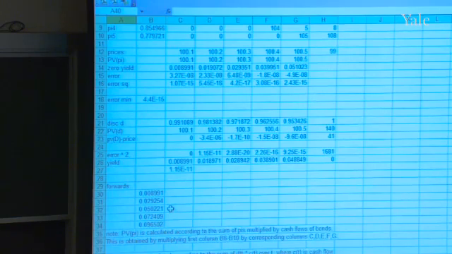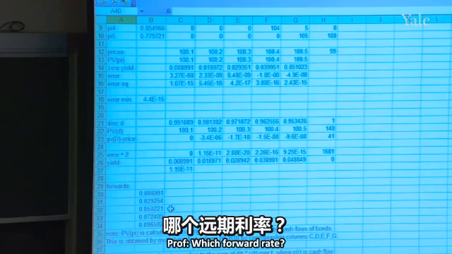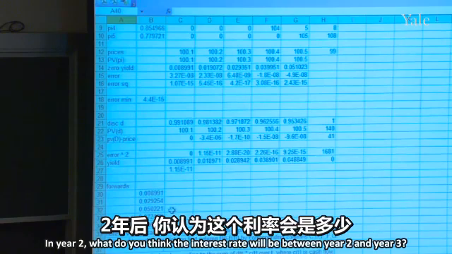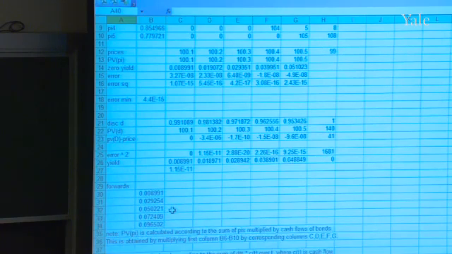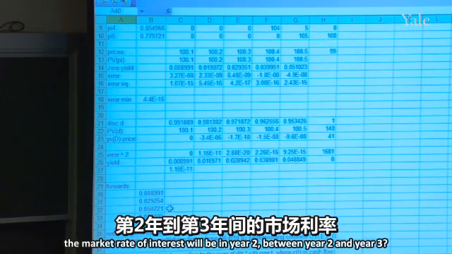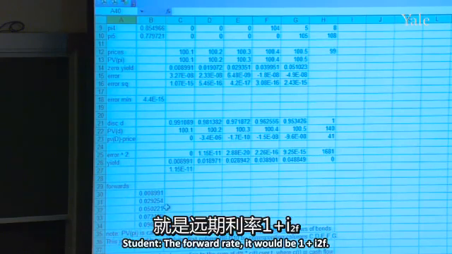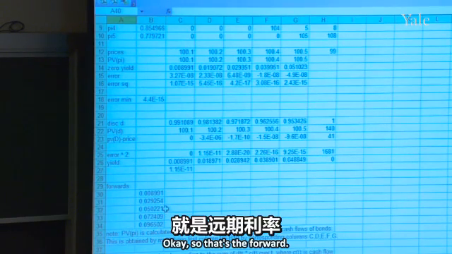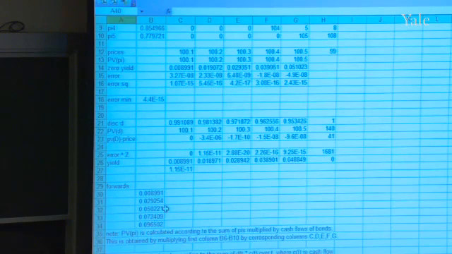Yeah. The market predicts it will be the forward rate. Which forward rate? Sorry, which years were you asking? Year 2. In year 2, what do you think the interest rate will be between year 2 and year 3? It's today, and we're asking, what do you predict the market rate of interest will be between year 2 and year 3? The forward rate, it would be 1 plus I2F. Okay, and I2F happens to be right here, 5%. So that's the forward. So 5% you'd predict. Markets are efficient, and that's the best prediction.